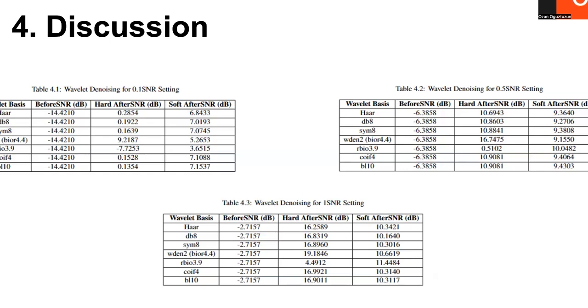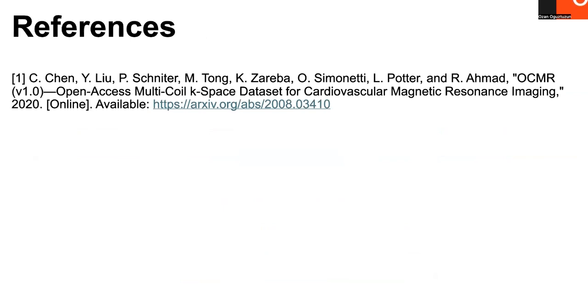And interestingly, the impact of the initial noise level varied. For lower SNRs like 0.1, soft thresholding provided more stable improvements across all wavelet bases. However, as the initial SNR increased to 1, the performance gap between soft and hard thresholding narrowed for smoother wavelets such as db8 and bior4.4. These are our references, and thank you for listening.